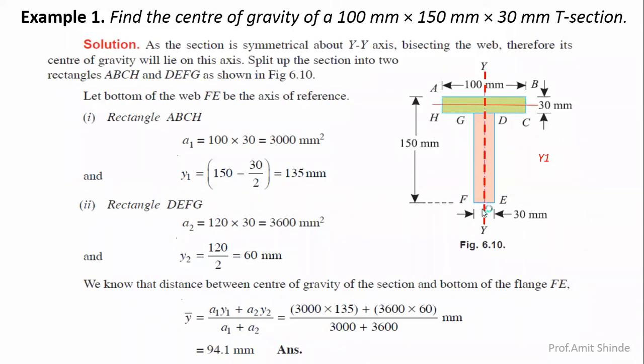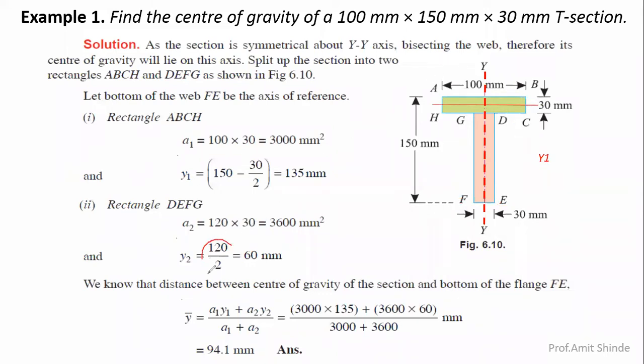Similarly for this rectangle, out of this 150, already 30 has been used. The remaining depth, this distance, will be 120. Therefore the area of this rectangle is 120 into 30, which becomes 3600 millimeter square. Now we have to locate the CG of that particular rectangle from the bottom. As we know that this distance is 120, half of that will be the location y2.